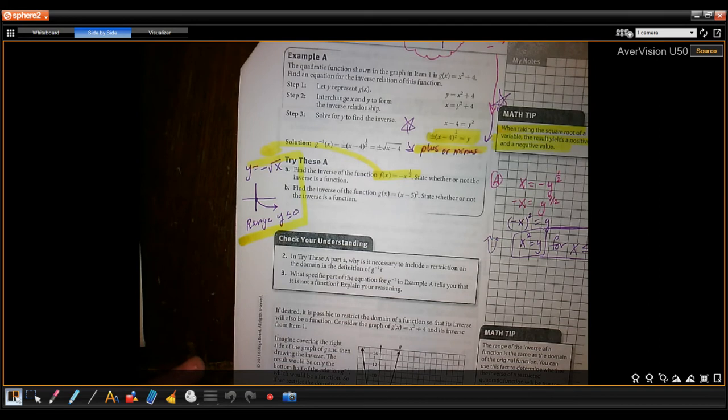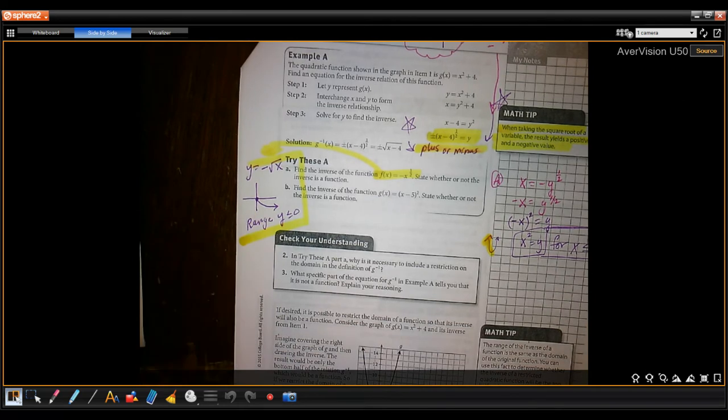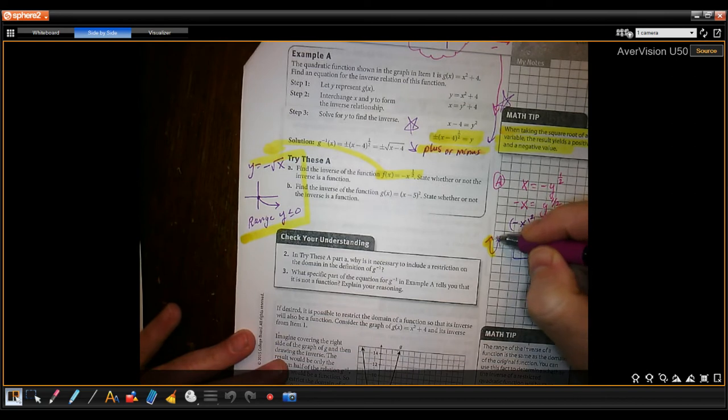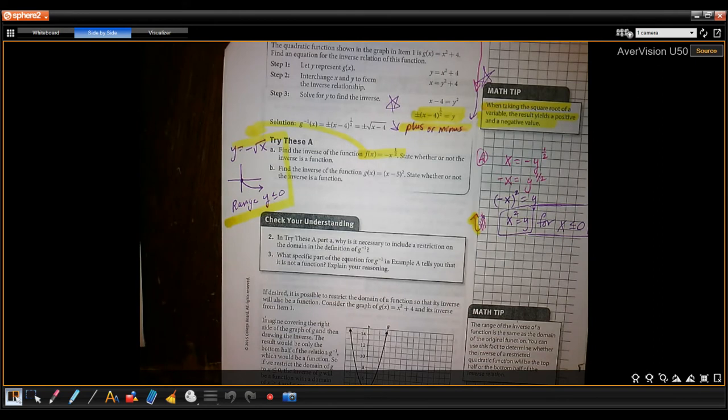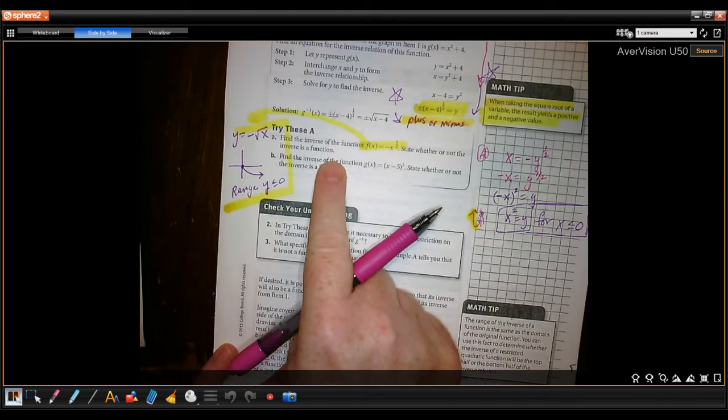X is less than 0, which means you would want this part of the graph to match this part, like that. So it's kind of weird, but you don't want this part. You want to scratch that part out. So you only want the left side of the graph. And then it says state whether or not the inverse is a function. Sure, that's a function. So yes.